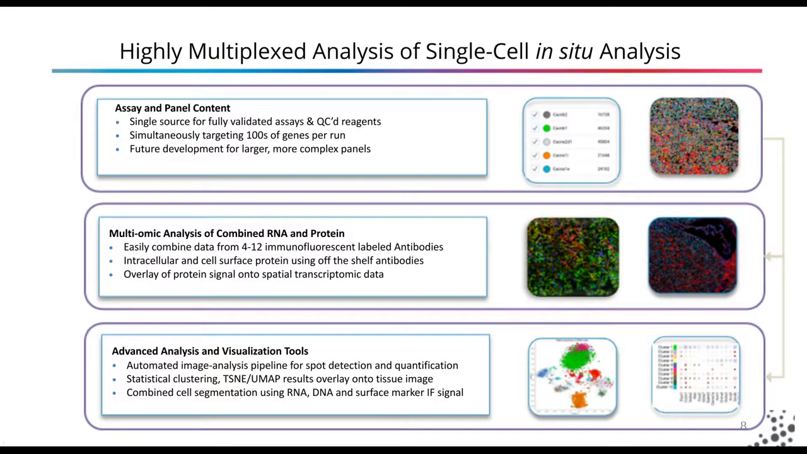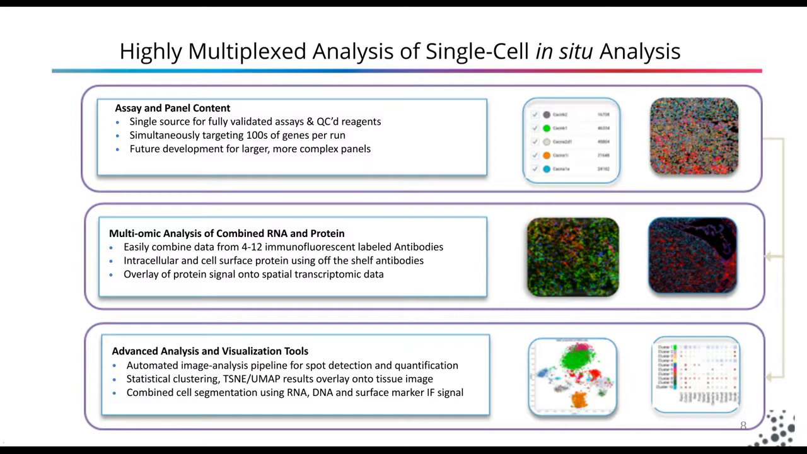What we've designed this tool to do is allow any researcher, whether they're working in traditional pathology or molecular biology, to conduct very highly multiplexed analysis for in situ tissue characterization. This includes pre-optimized assays and the panel content to allow you to have a single source for all of the reagents that have been developed and manufactured in a fully QC'd and controlled environment. This allows you to target hundreds of genes per run, and we've been able to demonstrate even larger panels.